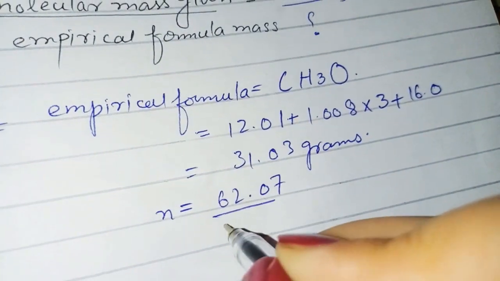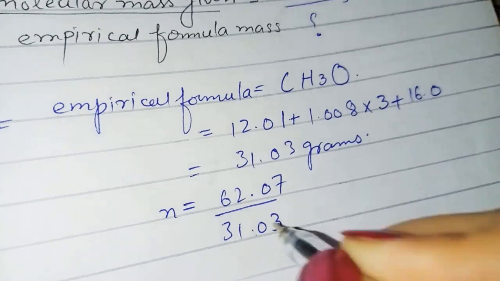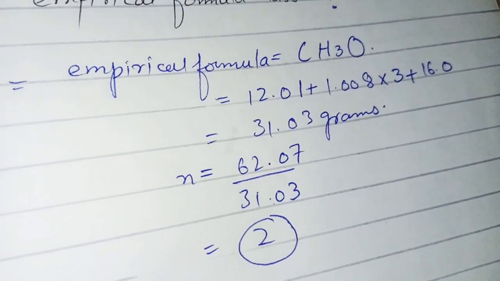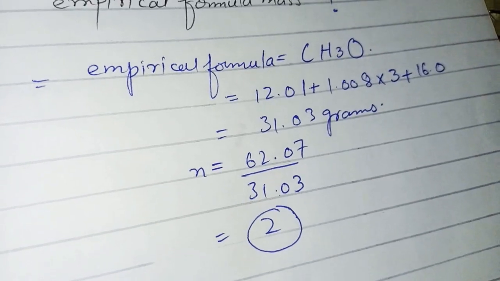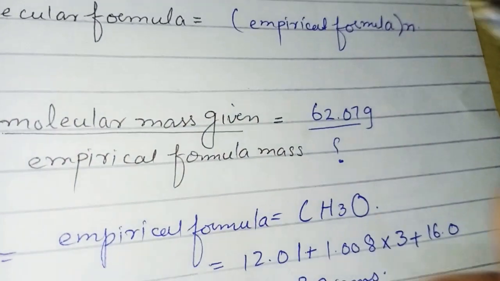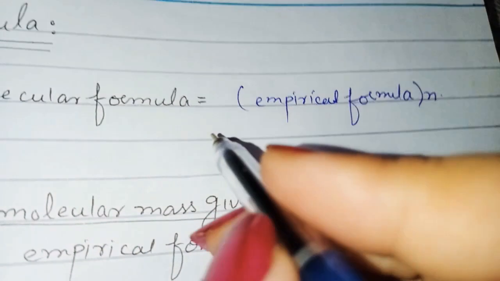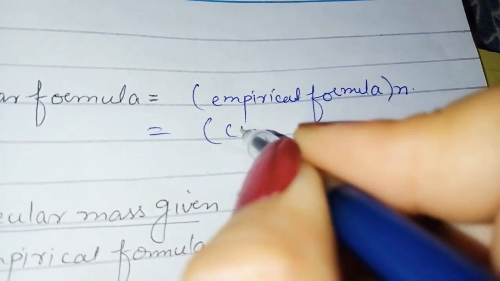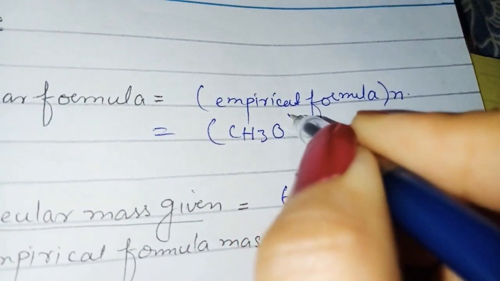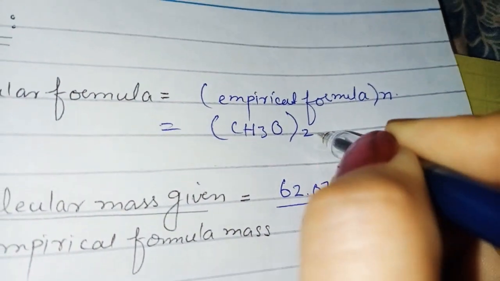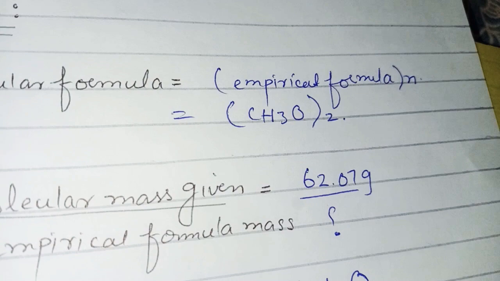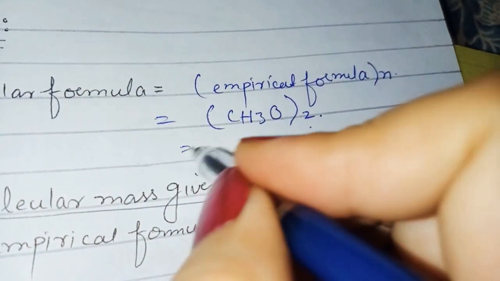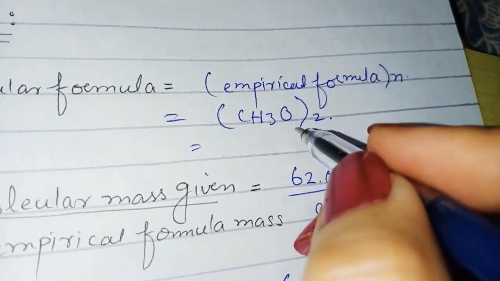Okay, so now to find N, we have 62.07 divided by 31.03. It actually gives you the N value, that is 2. So now you got the N value 2. So we can put it here again: molecular formula is equal to empirical formula, that is CH3O into N. In short, you have to multiply the empirical formula with this subscript out here. So it will multiply with all of them.